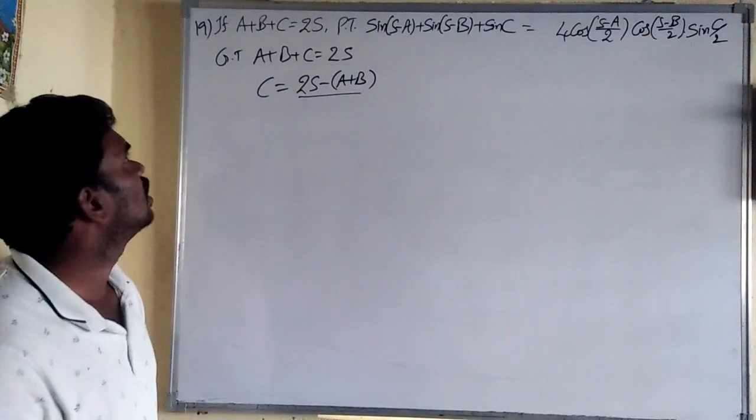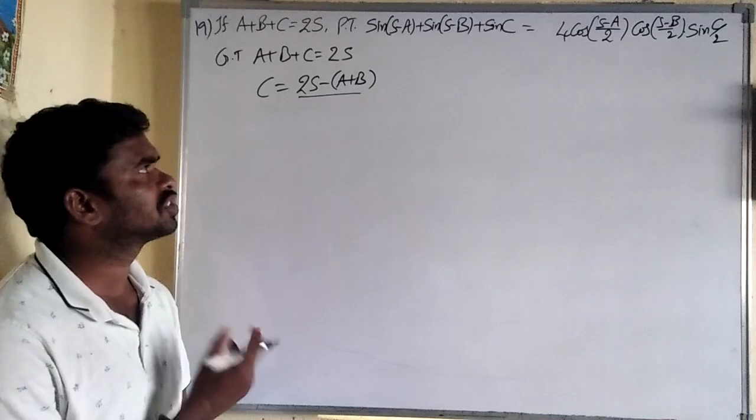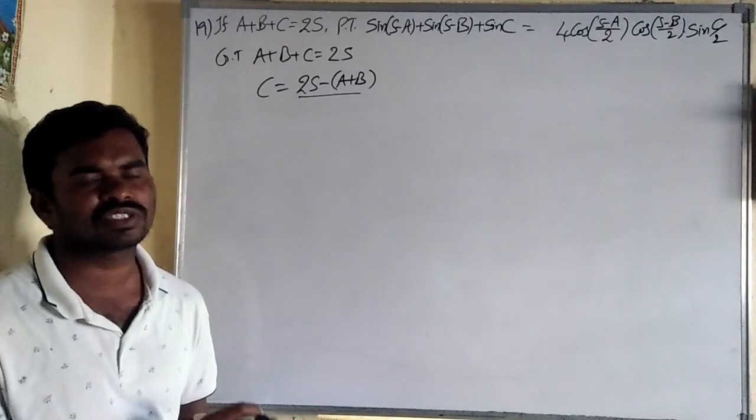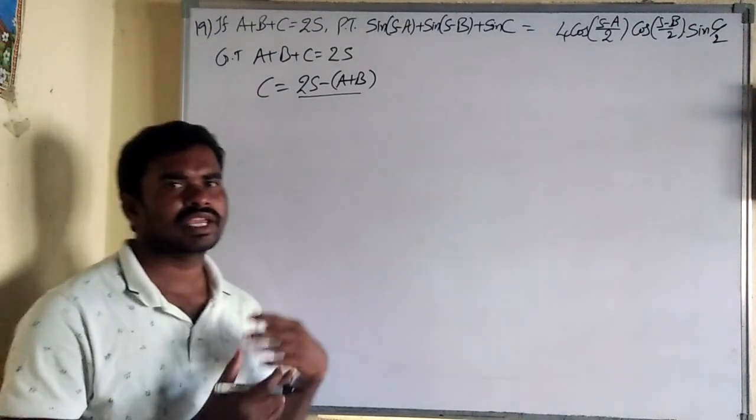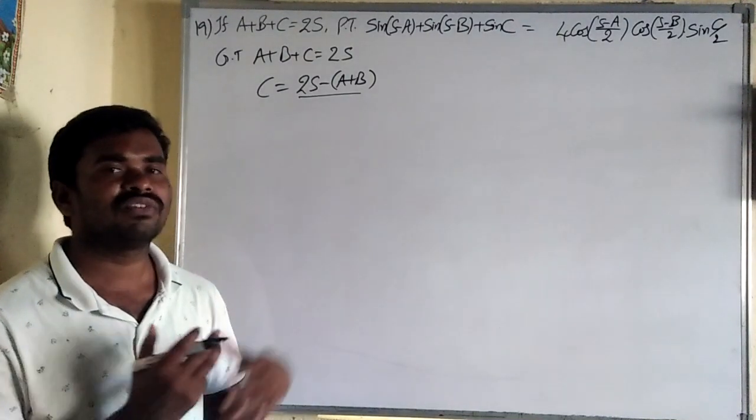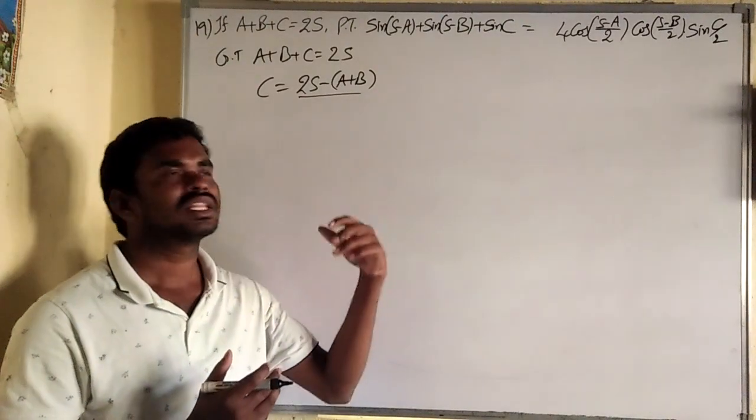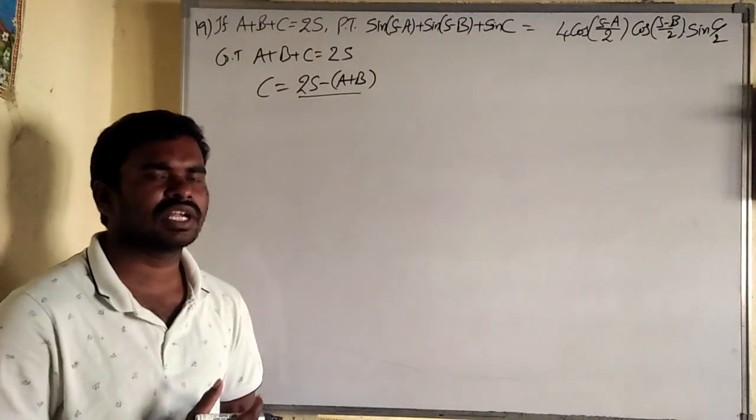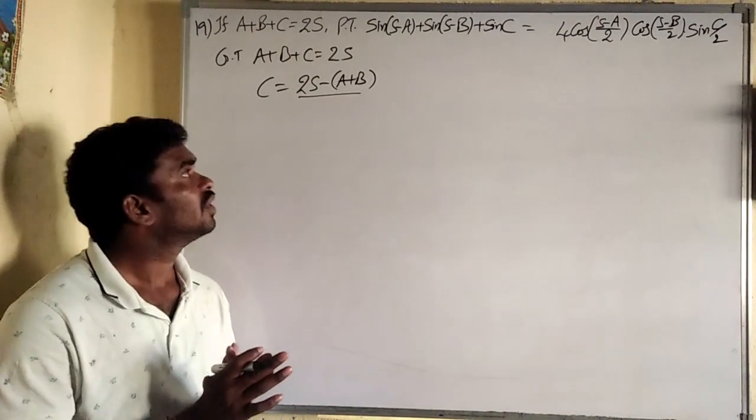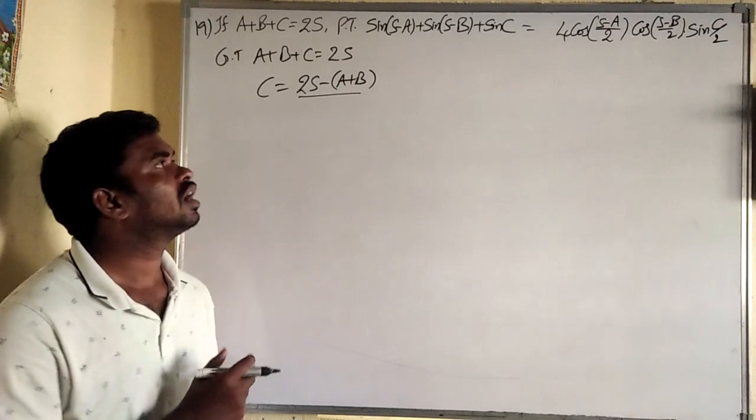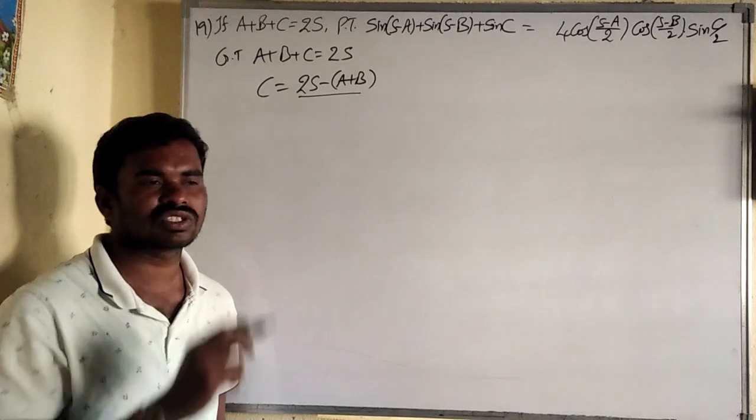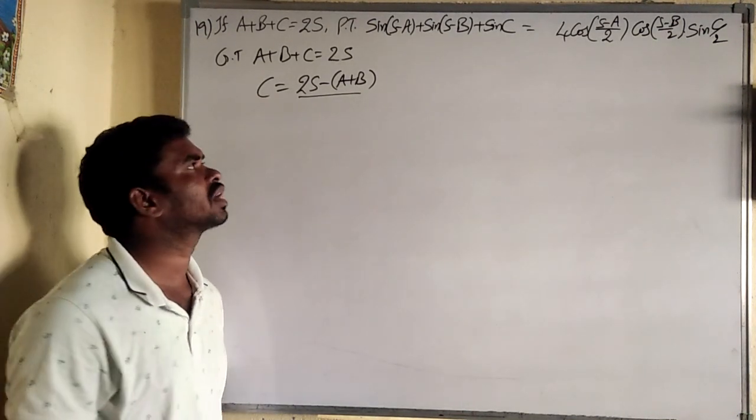Next, I think this question is enough up to here. If you are more interested, please open the textbook and do the remaining problems also. We have some problems like A plus B plus C equal to 360 degrees, then show that so and so, and if A plus B plus C is equal to 270 degrees, then show that so and so. Those questions are in the textbook. But these questions are enough, and most probably we can expect questions like pi minus A by 4, pi minus B by 4. Those questions are very important.